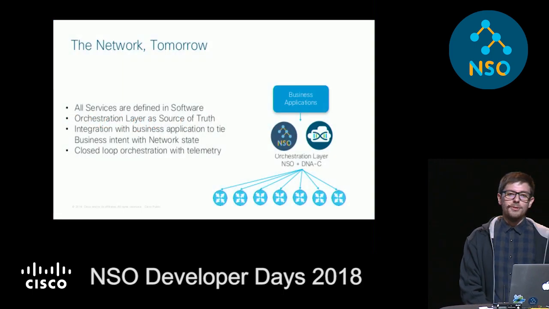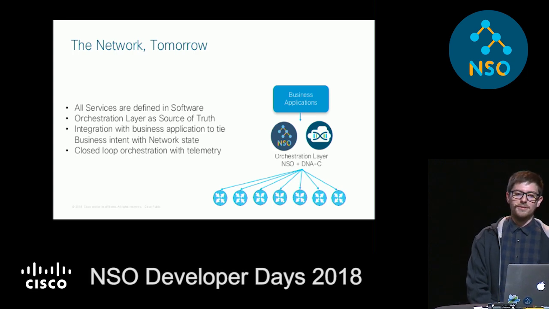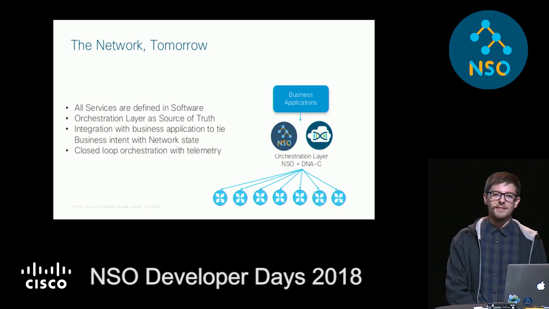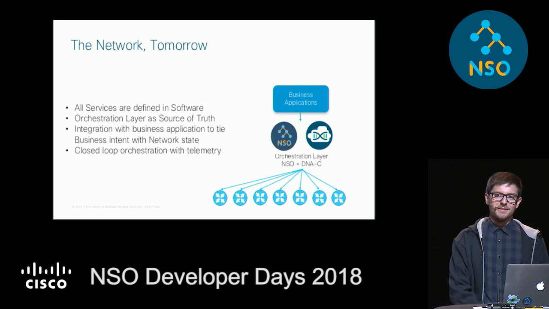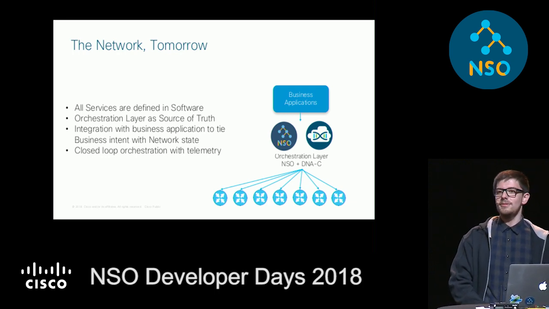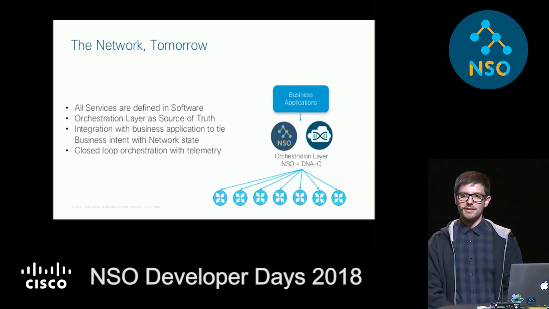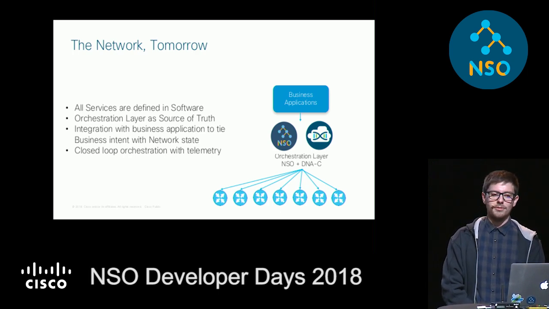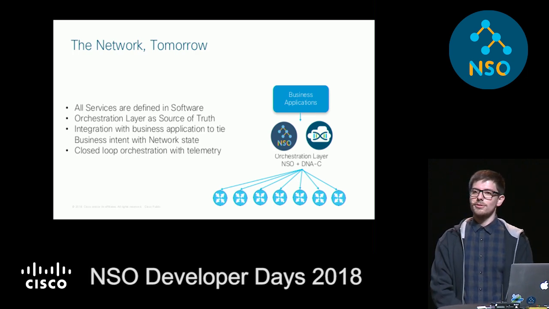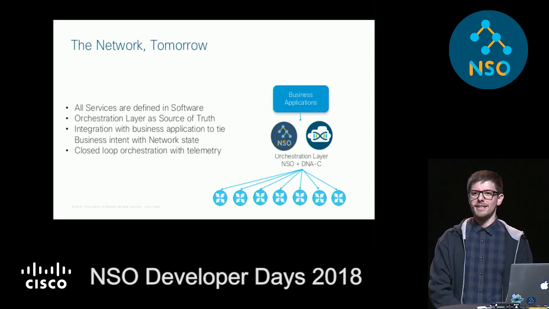The network tomorrow, so what do we expect it to look like? All of our services are defined in software. So from the diagram on the right, you can see a mix of NSO and DNA Center. We expect this to all come into one: automate, orchestrate. We shouldn't have to touch a device anymore. It should all go through NSO and DNA Center to be completely managed end to end. The orchestration layer is going to be the source of truth. No longer looking at devices and saying, actually, that circuit ID, no, okay, that's it.